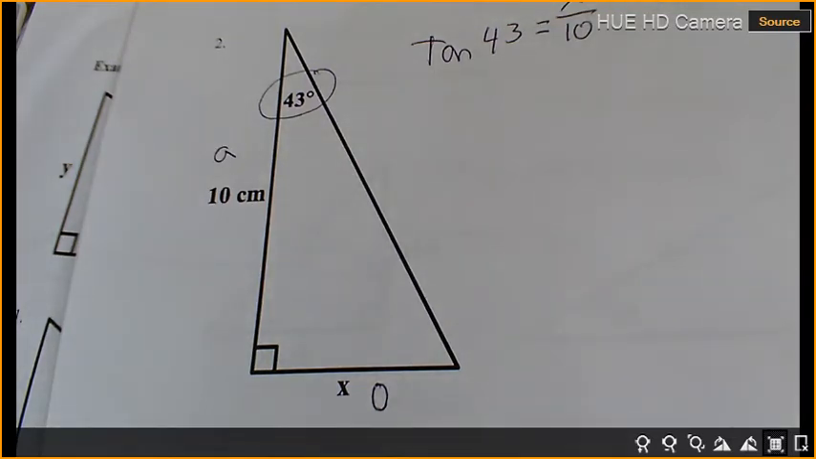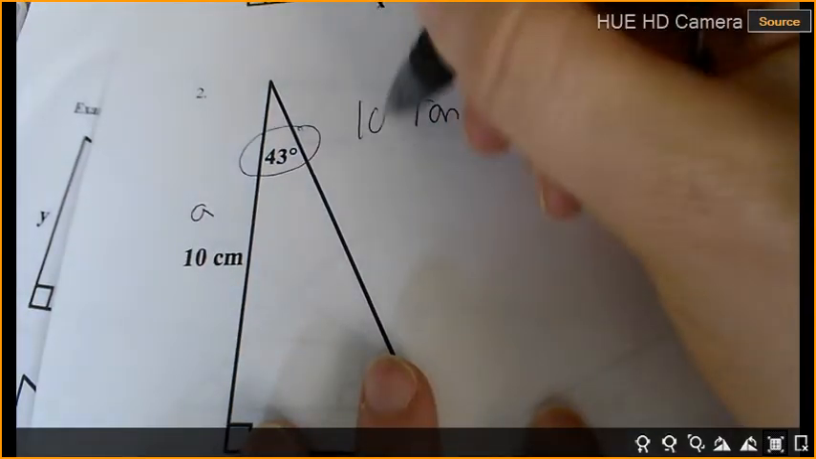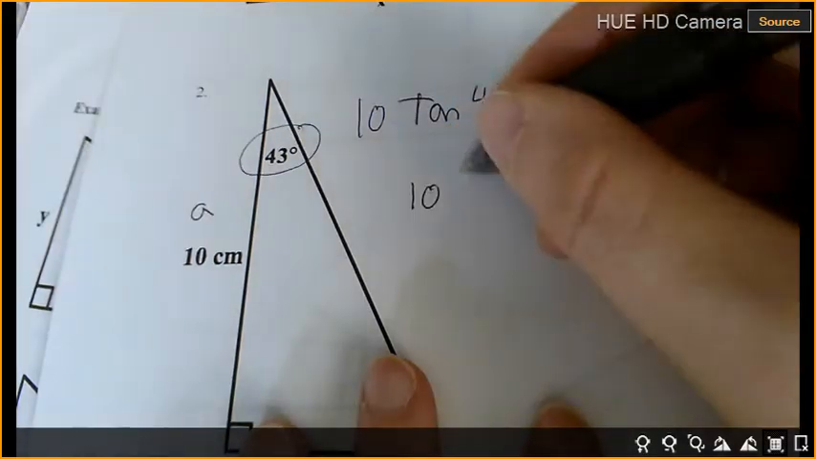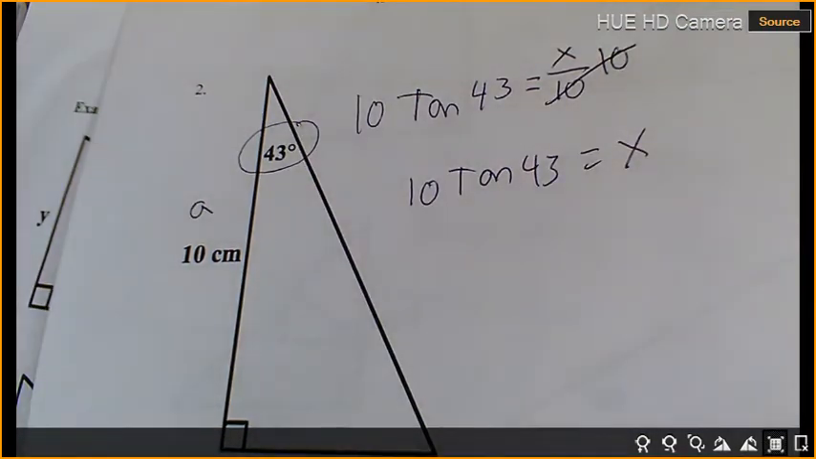Okay. So I'm going to show you how we put this in our calculator. The first thing we're going to do is get x by itself, correct? What am I going to do to get x by itself, guys? You times both sides by 10. So you get 10 tan 43 equals x.